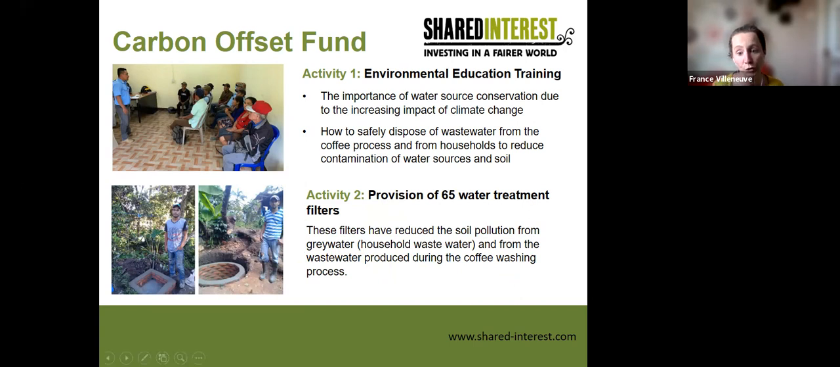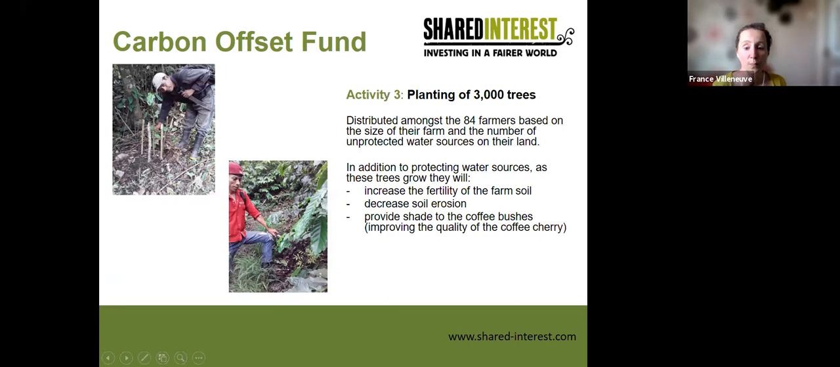The farmers learned how to manage the wastewater created by coffee production and their own households, which was also impacting the health of the farmers. The wastewater was damaging the soil and disrupting the growth of their coffee. In order to help them, we provided them with 65 water treatment filters on the farmers' land to prevent contamination of the soil and water source from wastewater. Finally, the farmers were also supplied with 3,003 seedlings.